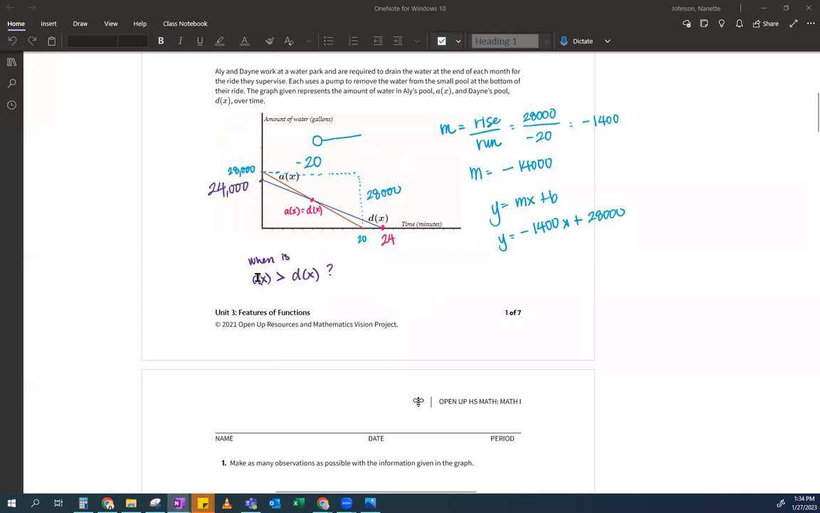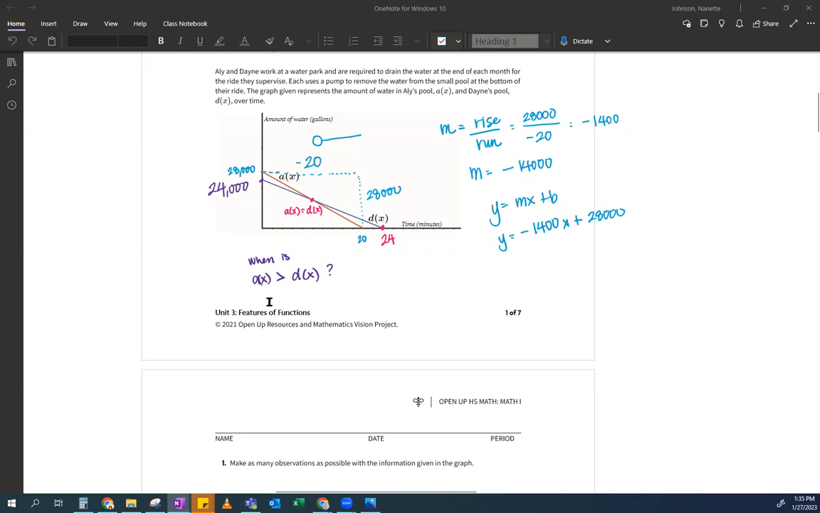Yeah, someone said at the start, Ms. Johnson. Oh, okay. Just at the start? Someone says no. All the way till when? Very good. In this whole area is when A of X is bigger.